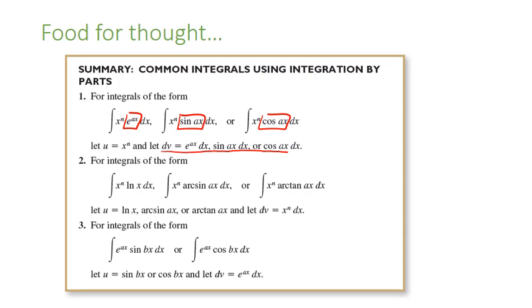Similarly, if you have the same type of thing, but natural log, arcsine, or arctangent, then you kind of want to do the opposite, and these are the cases where you will want u to be one of these. And then finally, if you have a little of both, if you have e and sine or e and cosine, then let u be the trig function. Okay, so just some things to think about. This concludes section 8.2.